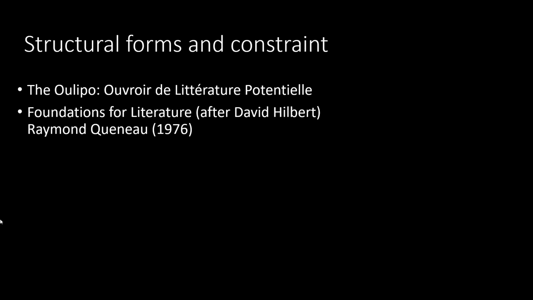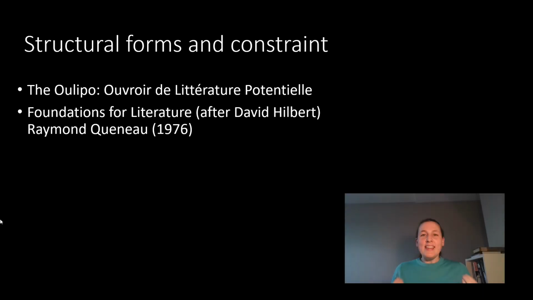formal constraint. When we think about constraints as used in writing, the key figures in this movement are the Oulipo. This is a group of writers and mathematicians. Oulipo is a contraction of Ouvroir de littérature potentielle. The group was formed in November 1960 and has had many well-known members, including Georges Perec, Raymond Queneau, Italo Calvino, even Marcel Duchamp. So there's lots of good and exciting literature that's come out of this movement.